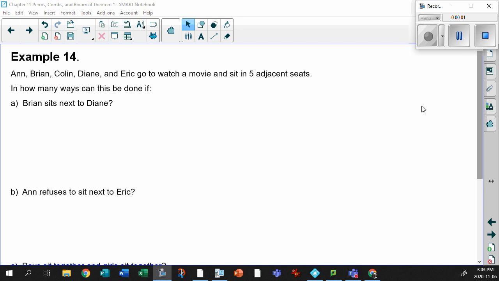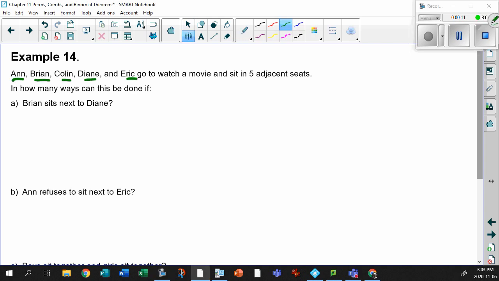Here's a last question that we're going to do with the fundamental counting principle and some really nasty conditions. We have Anne, Brian, Colin, Diane, and Eric, 5 friends going to watch a movie, and they're going to sit all next to each other while they're watching this. But now let's throw the conditions on here.